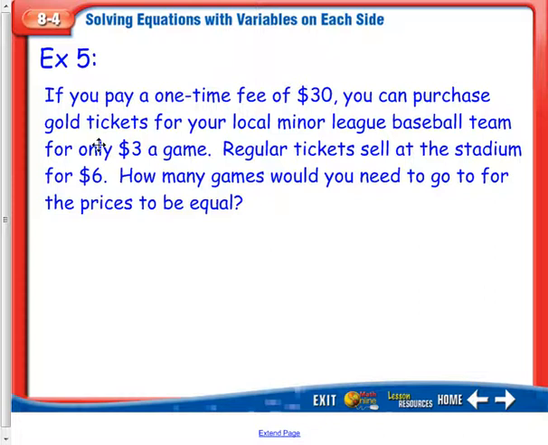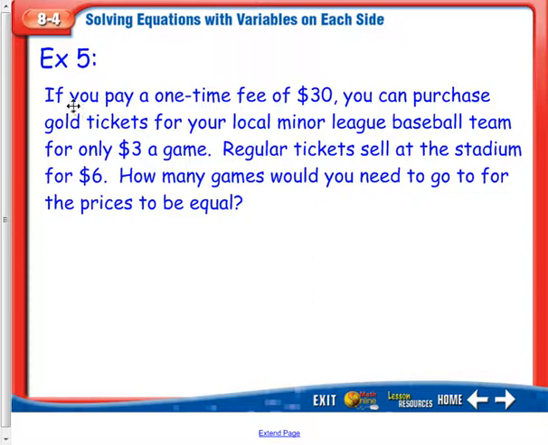Alright, if you pay a one-time fee of $30, you can purchase gold tickets for your local minor league baseball team for only $3 a game. So that's like per or each. Regular tickets sell at the stadium for $6. So how many games would you need to go to for the prices to be equal?